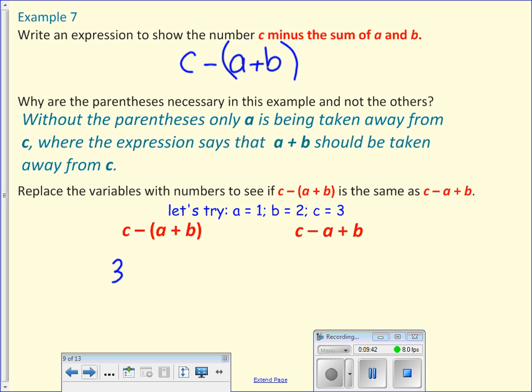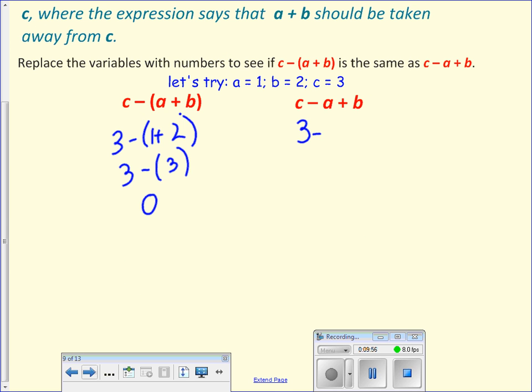So C is 3 minus 1 plus 2. 3 minus 3. 3 minus 3 is 0. Here we have 3 minus 1 plus 2. Order of operations tells me to subtract first. So 3 minus 1 is 2 plus 2. 2 plus 2 is 4. You see the difference those parentheses makes? Because here I'm subtracting the sum. Here I'm subtracting A. So that makes a difference. Okay, let's continue.